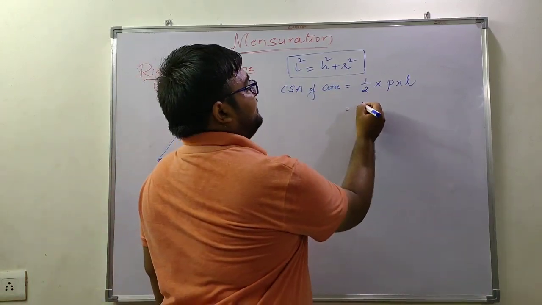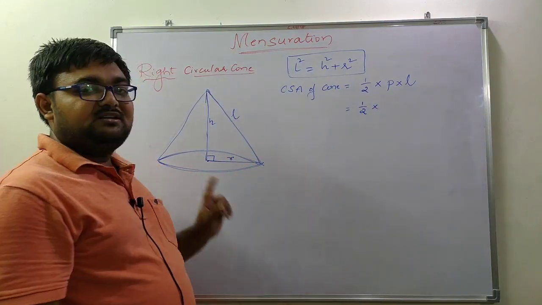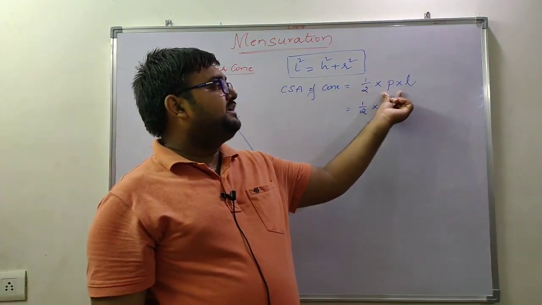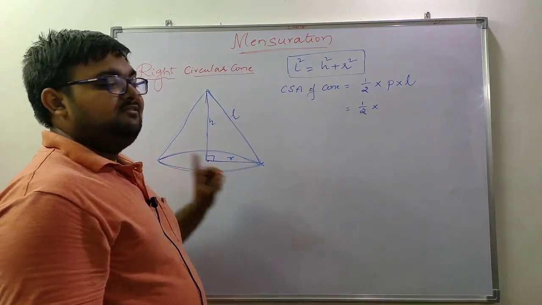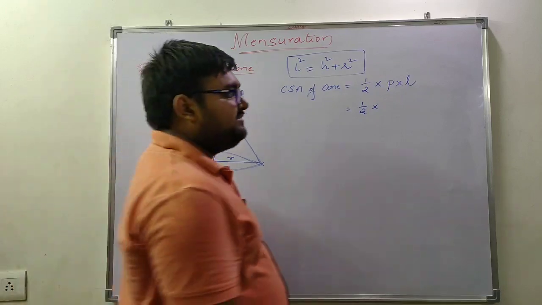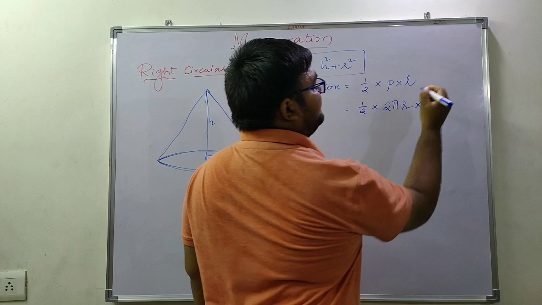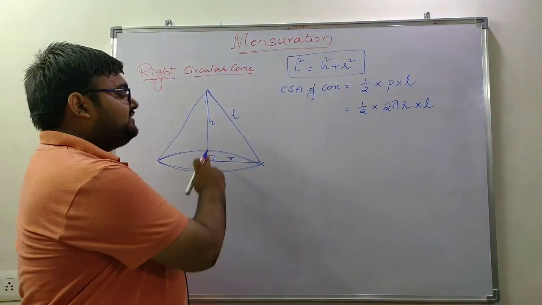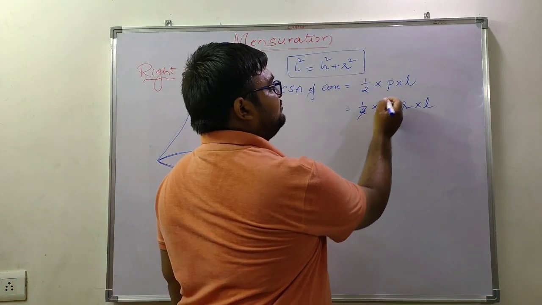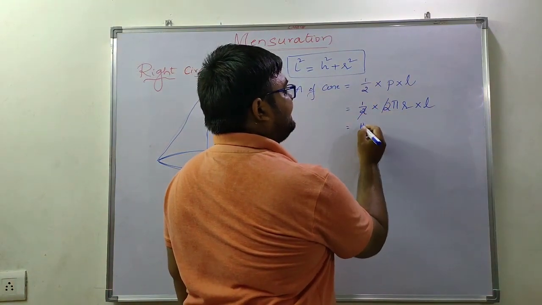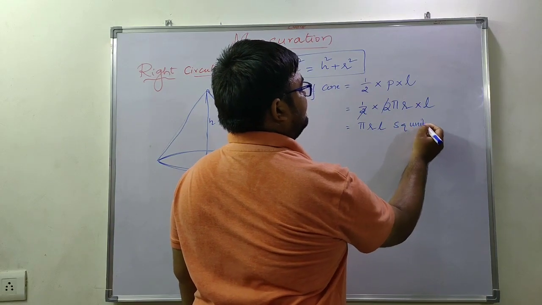But for a circle, will there be a perimeter? We call that the circumference, not the perimeter. So half into perimeter of the base into slant height. What is the perimeter of the circle? It is the circumference of the circle, which is 2 pi r, into L. Here the 2 gets cancelled. Now I can write this as pi r L square units.